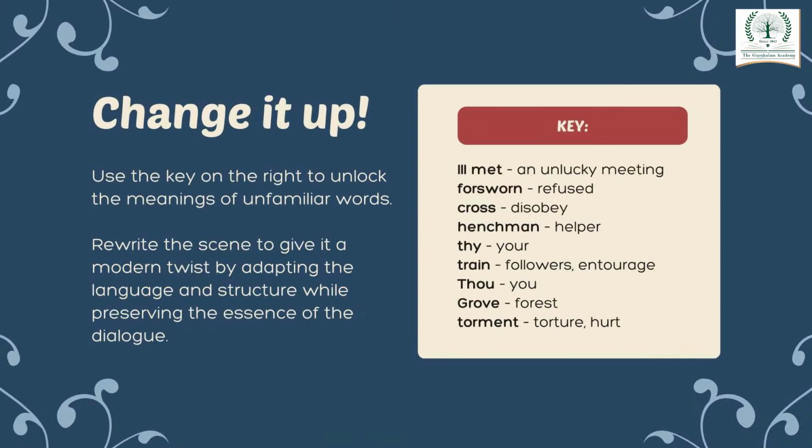Change it up. Use the key on the right to unlock the meanings of unfamiliar words. Rewrite the scene to give it a modern twist by adapting the language and structure while preserving the essence of the dialogue. Key: ill met means unlucky meeting; amend means fix; cross means refuse; so be means first one; henchman means helper; train means followers or entourage; thou means you; grow means forest; vex means torment, torture, hurt.